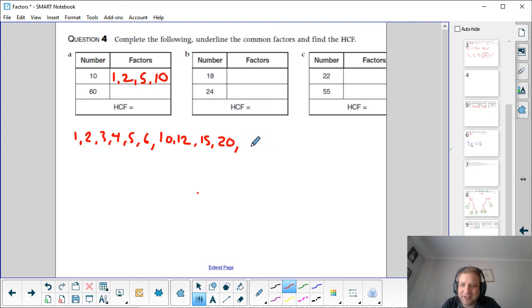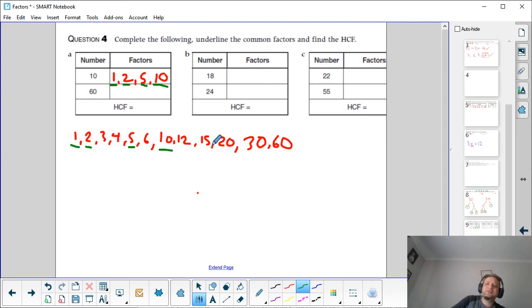Hopefully they haven't picked any other numbers that have this many factors. 2 times 30 and 1 times 60, right? The number itself should always be there, right? So 60 has 1, 2, 3, 4, 5, 6. It has about 12 factors that go into it. Again, we need to underline the common factors, right? So they both have the number 1 because everything does. They're both even numbers, so they both have a 2. They both have the number 5. And they both have the number 10.